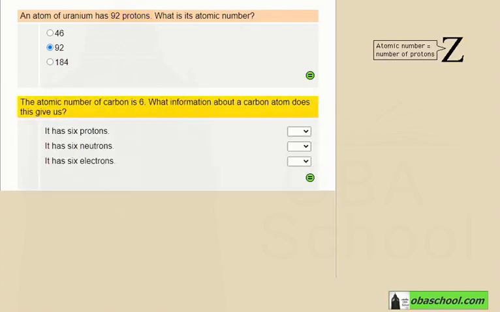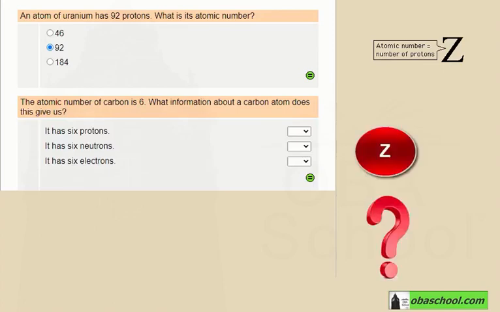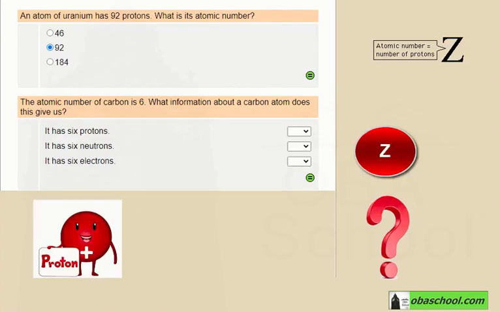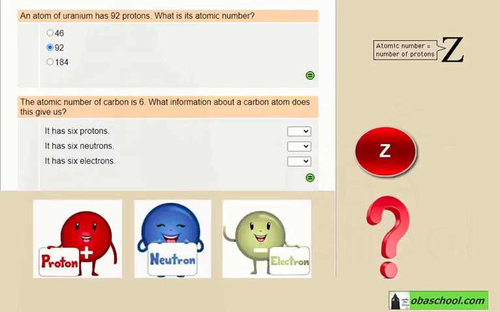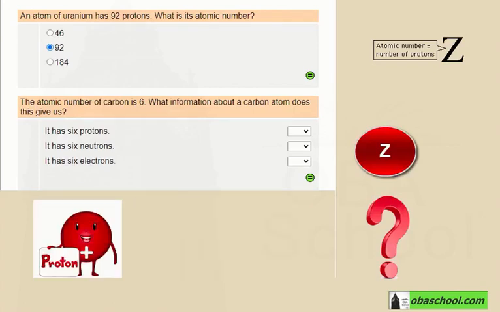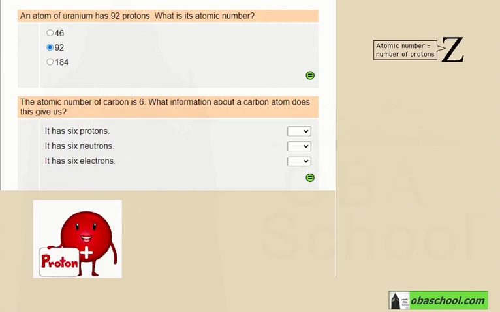Now let's take another example. The atomic number of carbon is 6. What information about the carbon atom does this give us? So if you're given Z, which number of subatomic particles do you know? Protons, neutrons, or electrons? Yes, for sure it's protons, since Z, the atomic number, is equal to the number of protons inside the nucleus. So we know the protons.